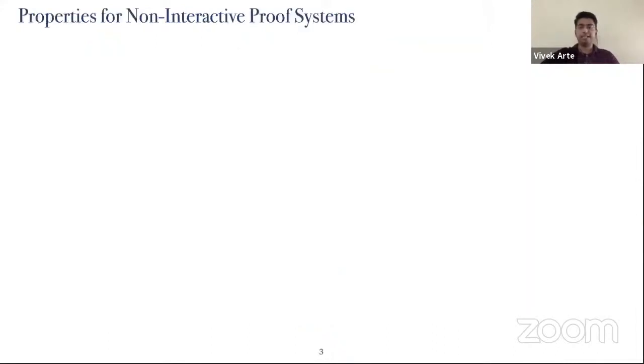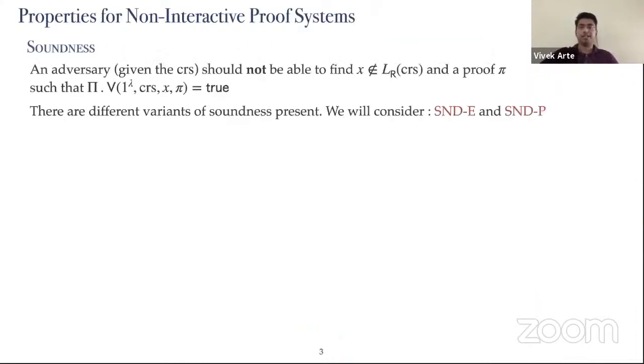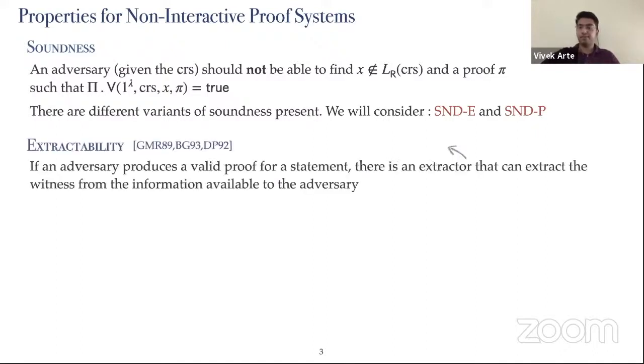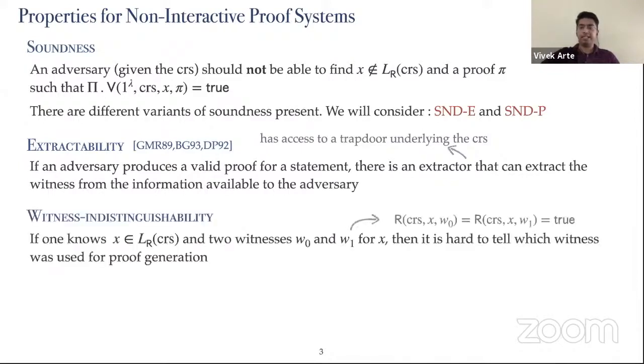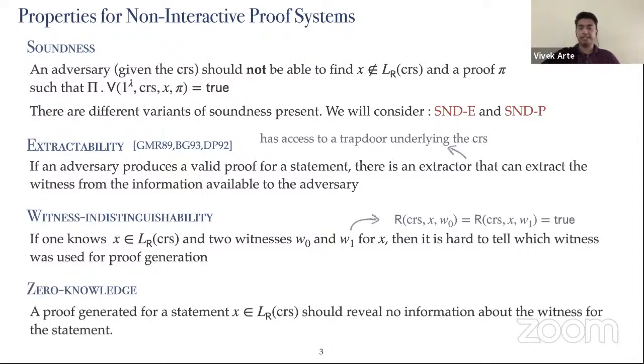Some of the other properties include soundness, which requires it to be hard to construct a proof for a statement not in the language such that the verification algorithm accepts the statement proof pair. Extractability requires, on the other hand, that if the adversary is able to produce a valid proof for the statement, there's an extractor algorithm that can obtain the witness from the adversary's information. Witness indistinguishability says that if there are two witnesses for a statement, it is hard for an adversary to tell which witness was used to generate the proof. And finally, the zero knowledge property guarantees that a proof generated for a statement in the language reveals no information about the witness for that statement.